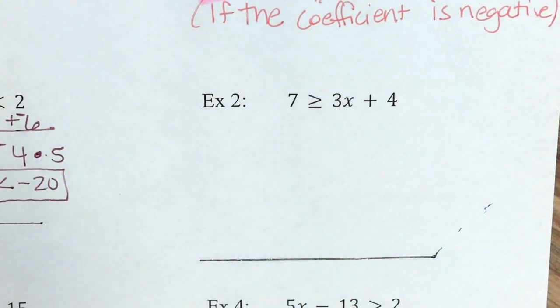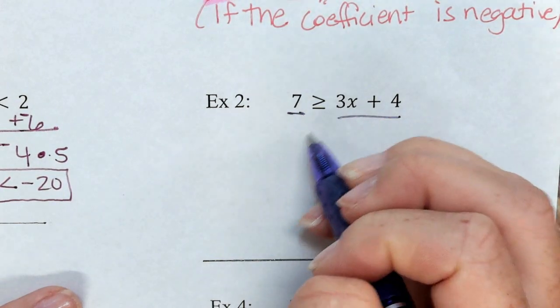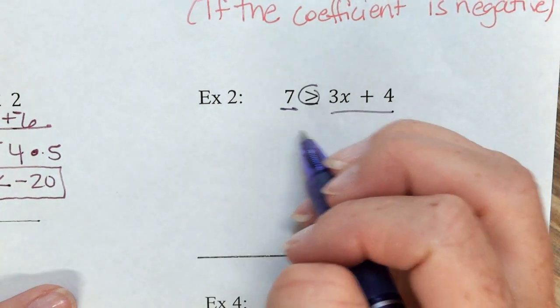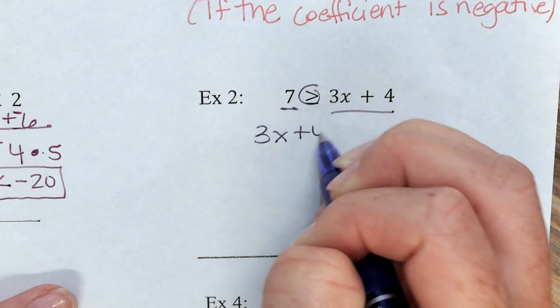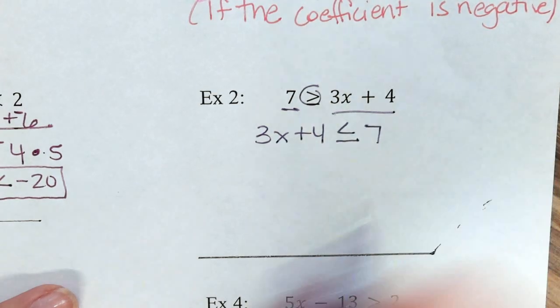Example 2. What do I need to do to this inequality before I even try to solve it? I need to flip the entire inequality. I'm not flipping the sign. I'm flipping the entire inequality. This is going to go on the left. This is going to go on the right. And this is going to reverse for the inequality. So I have 3x plus 4 is less than or equal to 7.